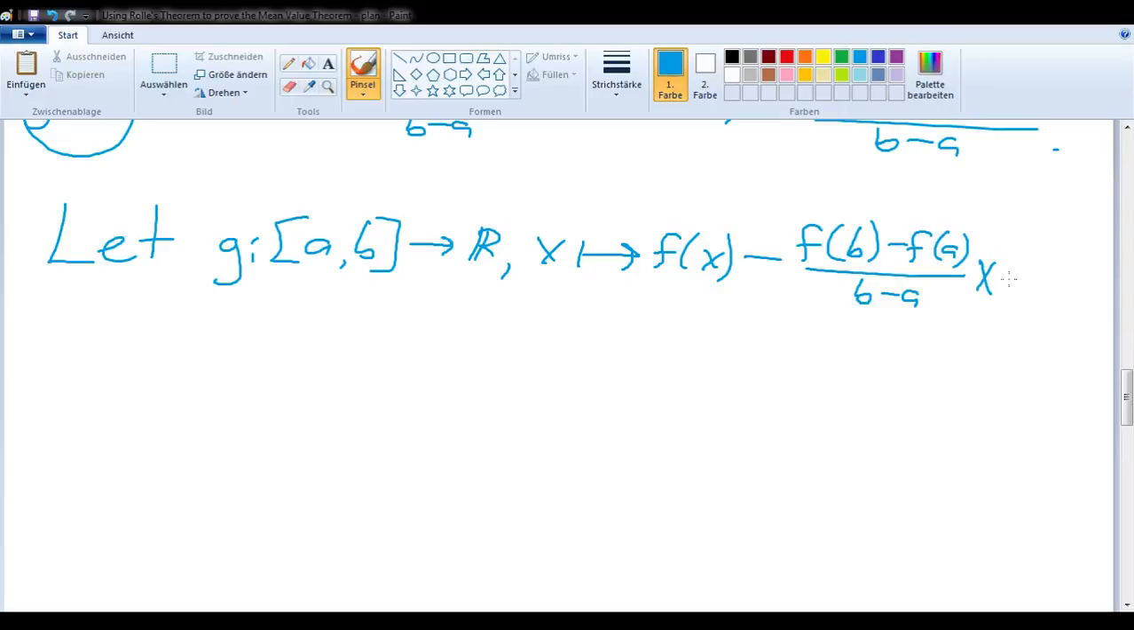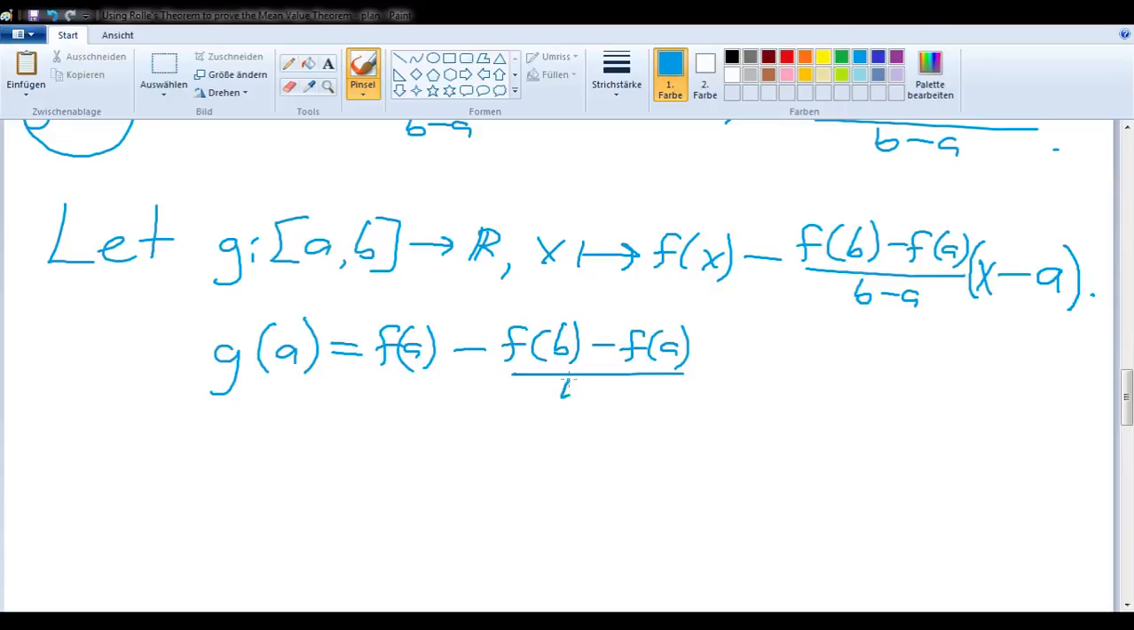So the good idea that we could have here is to do this. Instead of multiplying by x, we could multiply by x minus a. Now, let's see how easy it is to check that these are the same. g of a would then be equal to, I'm just going to sub in a here, f of a minus f of b minus f of a over b minus a times, now here's the crux of the matter, a minus a. So that's 0, right? All that just falls away, and we end up with f of a.